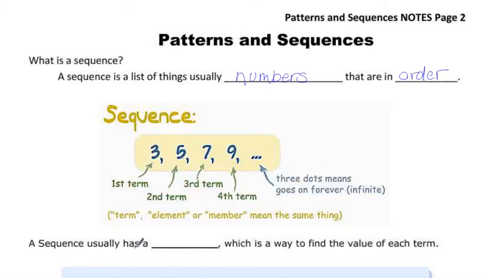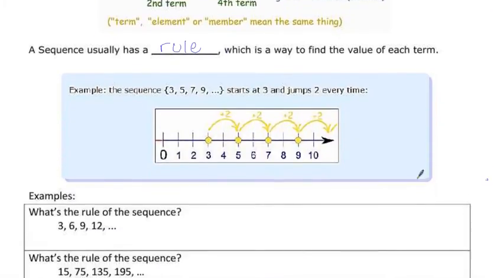A sequence usually also has a rule, which is the way to find the value of each term. So the example of this, we have the sequence 3, 5, 7, and 9, dot, dot, dot. That means it starts at 3, and then how do we get to 5, and then to 7, and then to 9, and so on? Well, we're going to add 2 every single time.